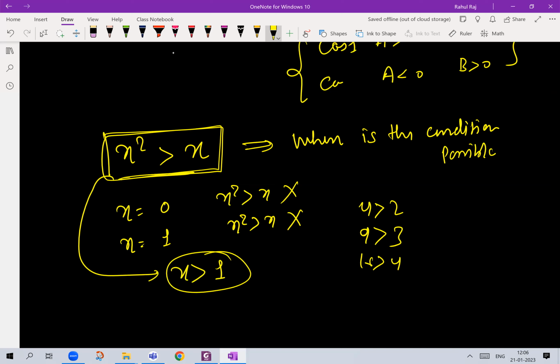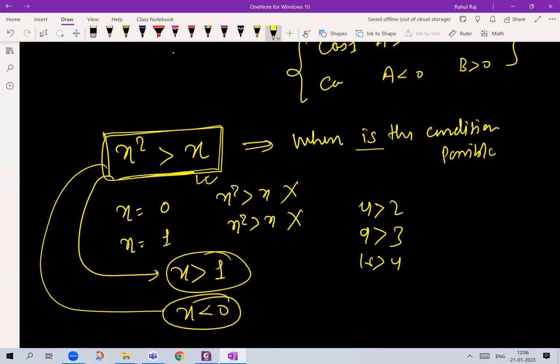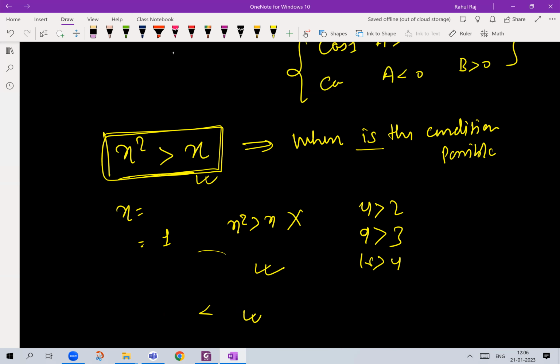But this is also possible for all the negative values, x less than 0. You have to always think in both terms. When x is positive, when x is negative, you cannot think in only one term. So if it is written x square greater than x, you just think: for what value of x is this condition possible? x could be greater than 1, x could be less than 0. It means they are defining you this range.